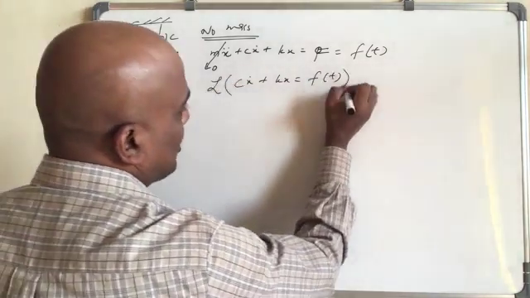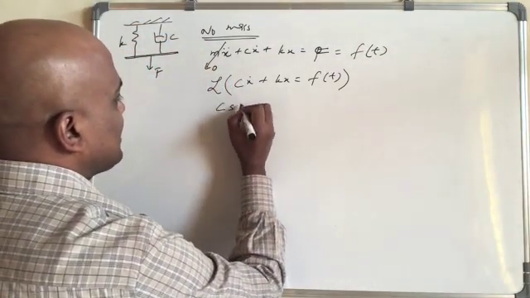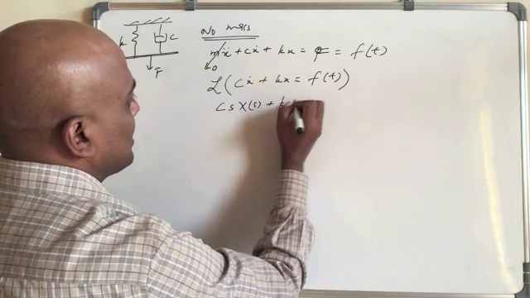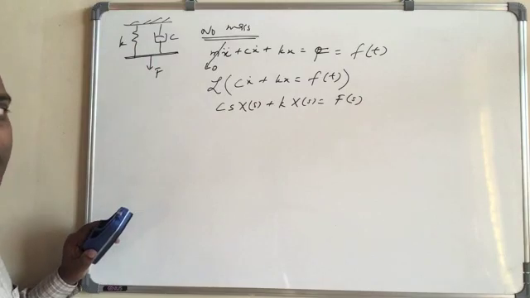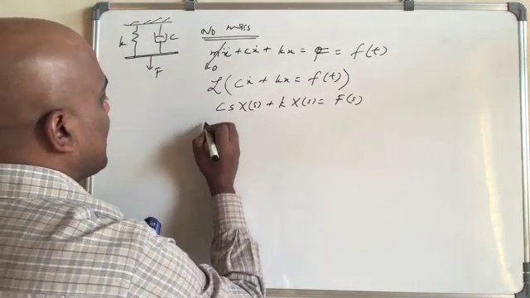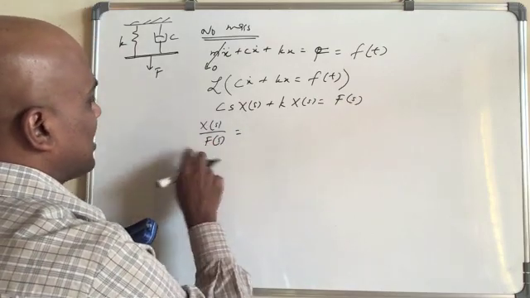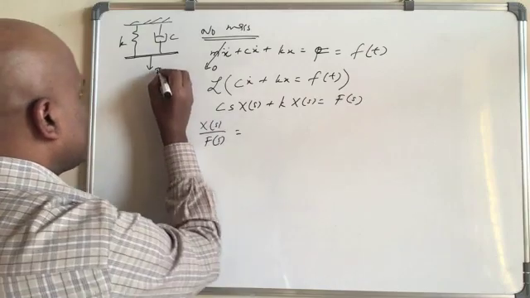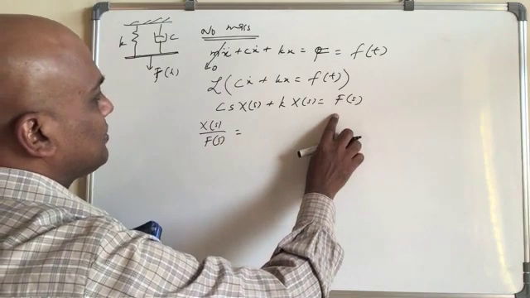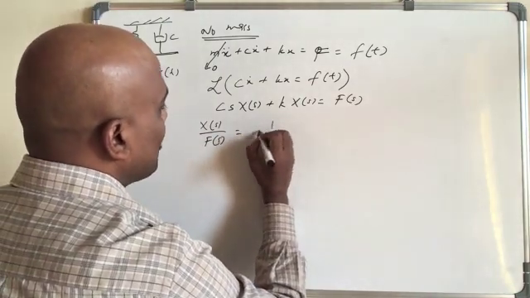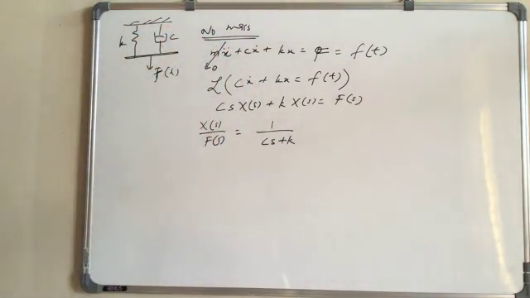In order to solve it, we can take the Laplace transform. What you get is c s X(s) plus k X(s) equal to F(s). And simply X(s) over F(s), which is output over input, where force is the input, right, will be given by 1 over c s plus k.